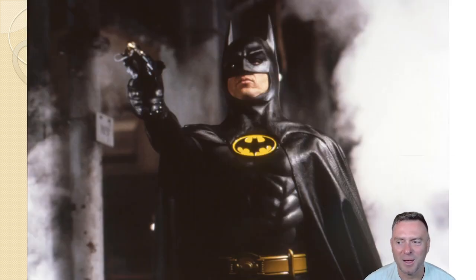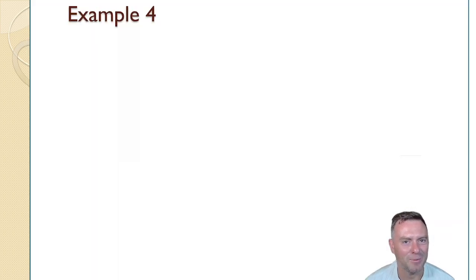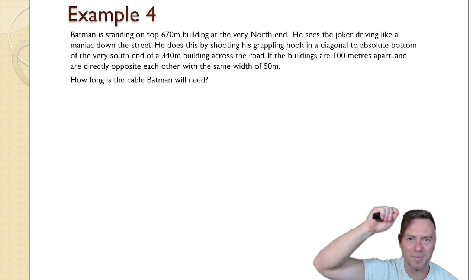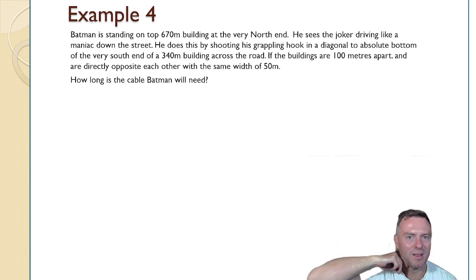Cool. So the next question we have is a little Batman question, because obviously I'm a bit of a nerd. I love Batman. And we're going to do a Batman question. So Batman is standing on top of a 670 meter building at the very north end. So he's up the top of this building. He sees the Joker driving like a maniac down the road.